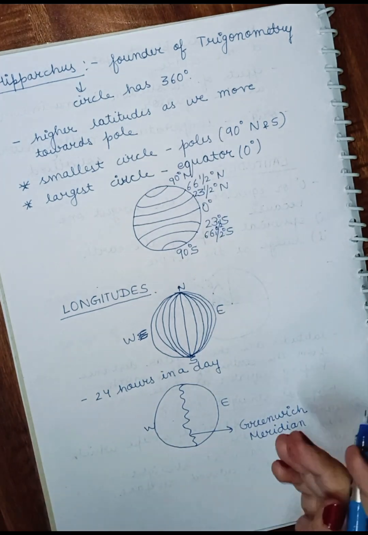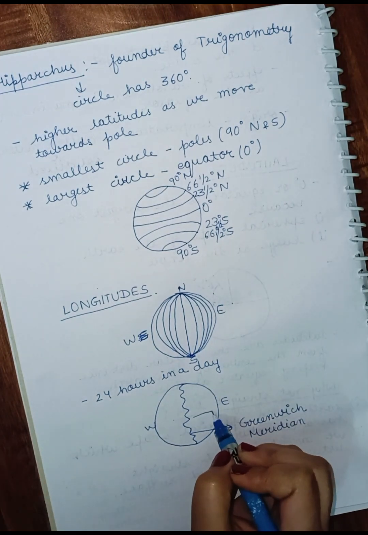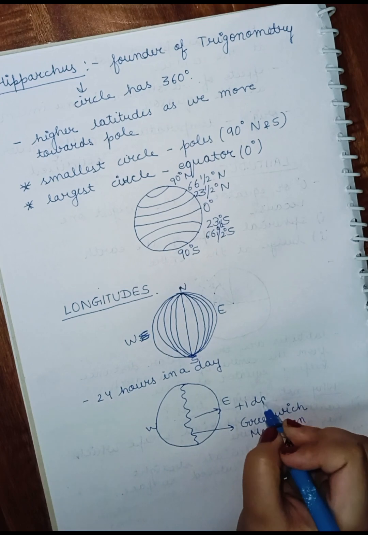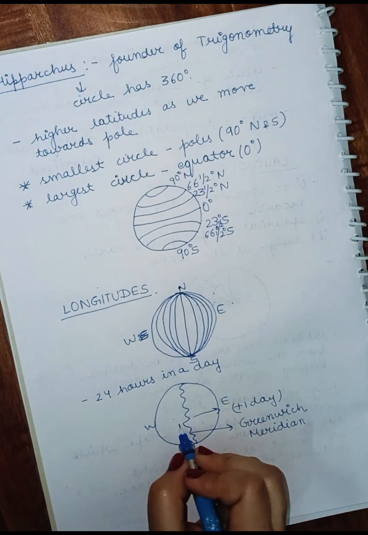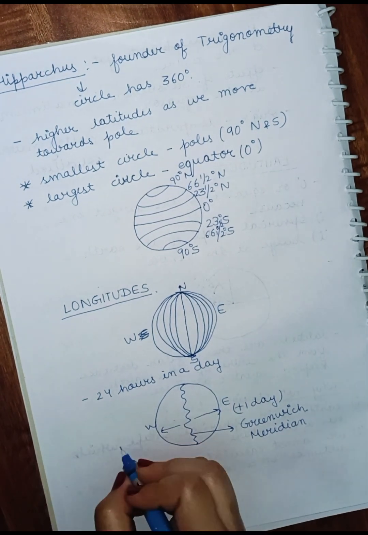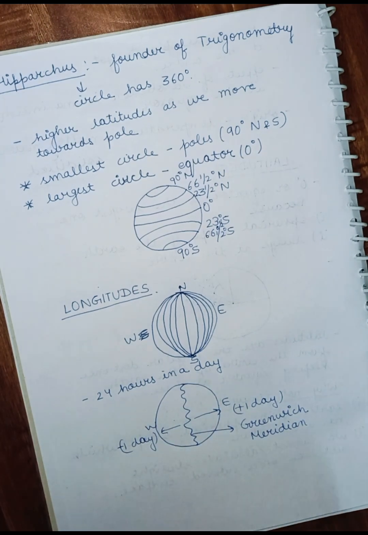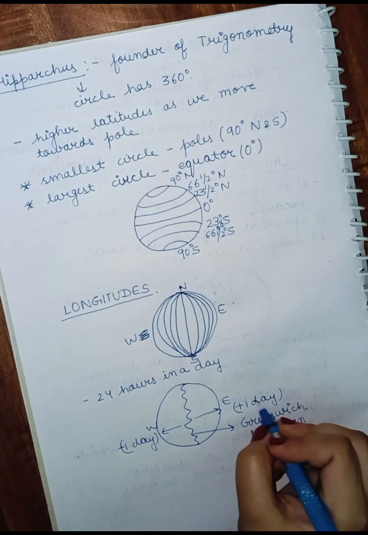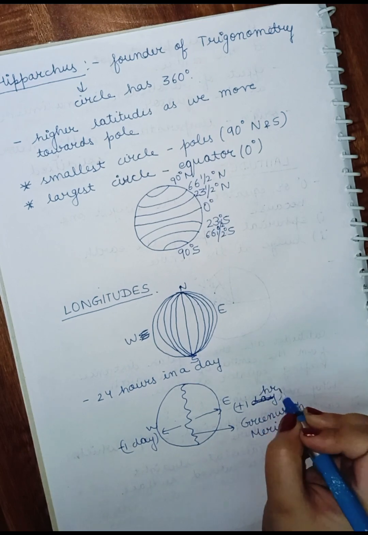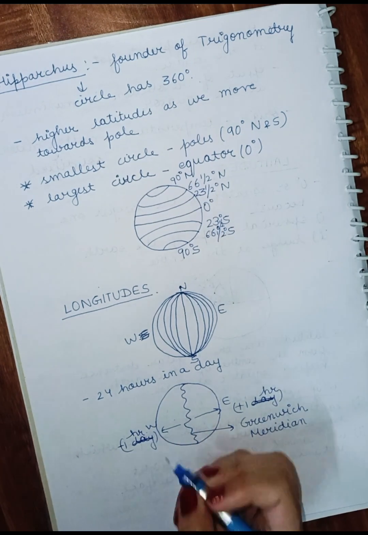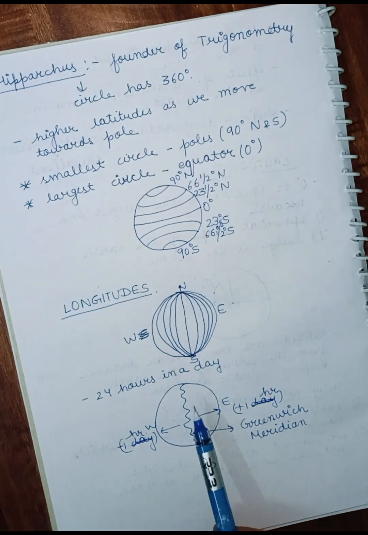If we move towards the east from the meridian, we get plus 1 hour. And if we move towards west from the Greenwich meridian, then we lose 1 hour. It's not 1 day, it is 1 hour. The Greenwich meridian is in a zigzag shape.